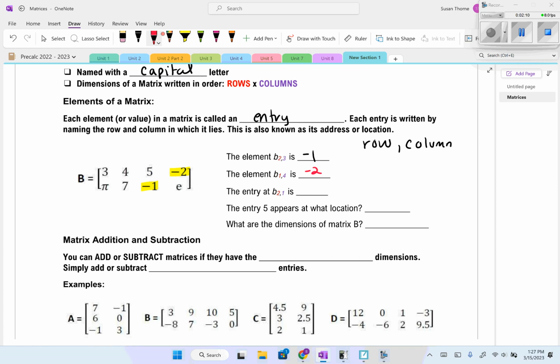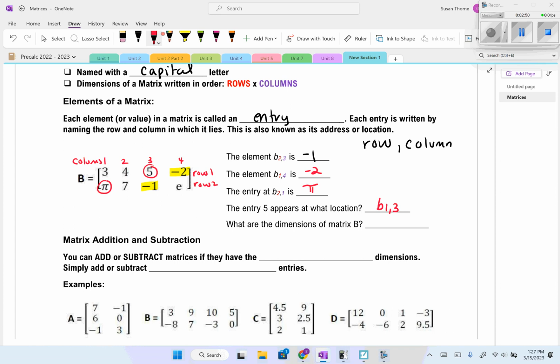B2,1 is row 2, column 1. So row 2, column 1 is pi. The entry 5 appears at what location? So the entry 5, notice, is in the top row. So that's row 1 and column 3. So this would be 1,3, and since this is matrix B, we could write B1,3. So this again is row 1, row 2, and this is the columns. Columns 1, 2, 3, and 4.